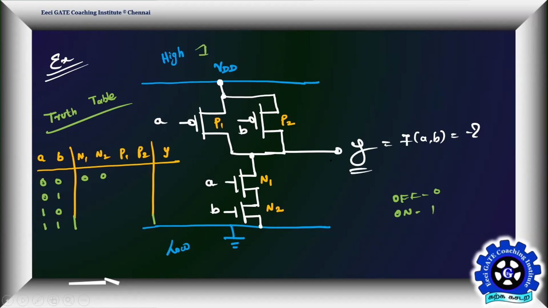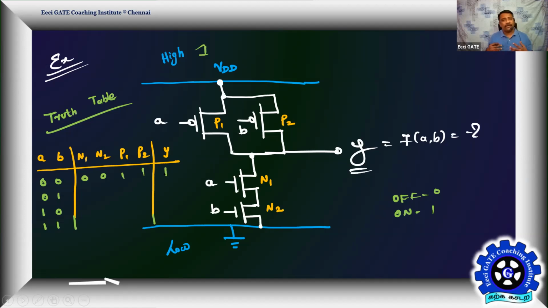So when no path is offered by N1, N2, there must be a path from high to Y, and who is going to offer that path? Both P1 and P2 will offer that path because they are in on condition, correct? All of you getting? Since they are active low switches, and both A and B are 0, 0, P1 and P2 are both in on condition. Therefore, they will happily connect logic 1 to output Y. So output is logic 1.